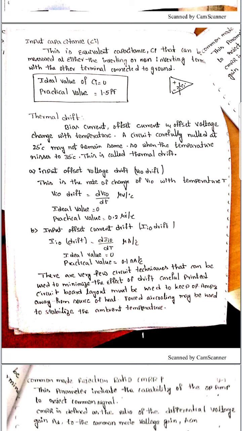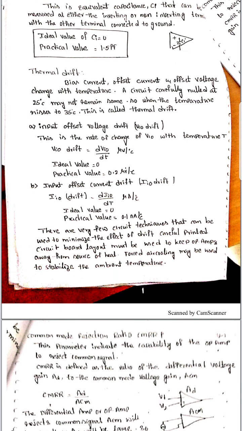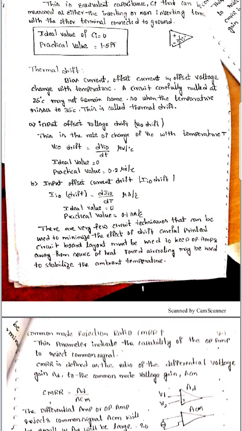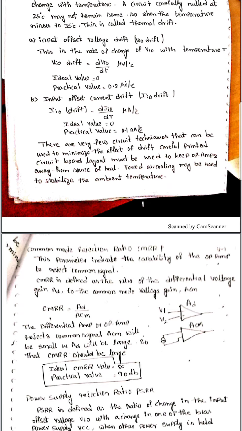Next, thermal drift. The bias current, offset current and offset voltage change with the temperature. A circuit carefully nulled at 25 degrees centigrade may not remain the same when the temperature rises to 35 degrees centigrade. This is called thermal drift. Input offset voltage drift is the rate of change of VIO with temperature T. VIO drift is equal to dVIO divided by dT, microvolts per degree centigrade. Ideal value is equal to 0, practical value is equal to 0.2 microvolts per degree centigrade.